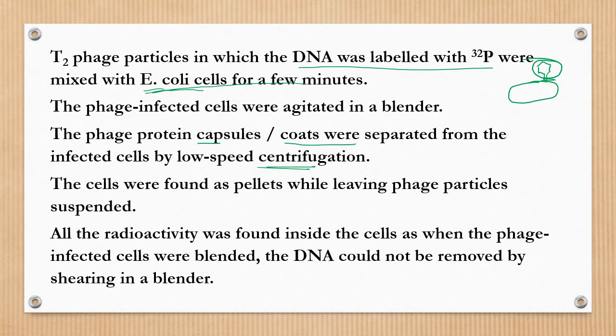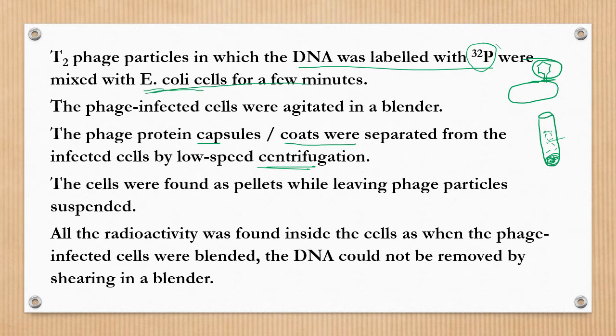So now what happens in the test tube during centrifugation? The cells, that is bacterial cells, are settled at the bottom. This is the bacteria. And the supernatant, as it is called, floats above the suspended particles. Now, all the radioactivity was found inside the cell. Where the radioactivity is present, already we said radioactive phosphorus is present in DNA.